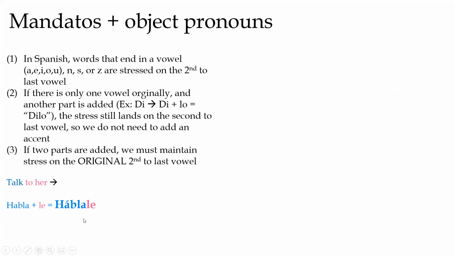So here we have háblale, but in order to maintain the original second to last vowel stress, originally we just have habla, and we know that the second to last vowel is this first a. Once we add le, this changes things, and we need to make sure that people will still use the accent where it needs to be. So we're going to put an accent over la primera a, the first a.